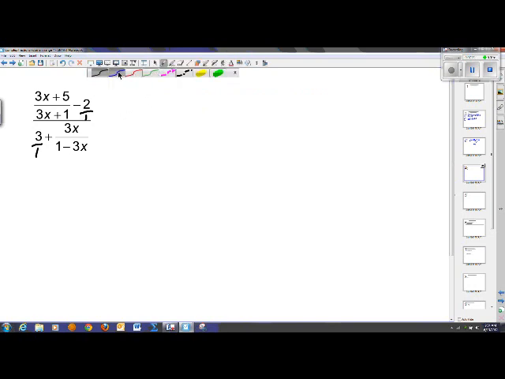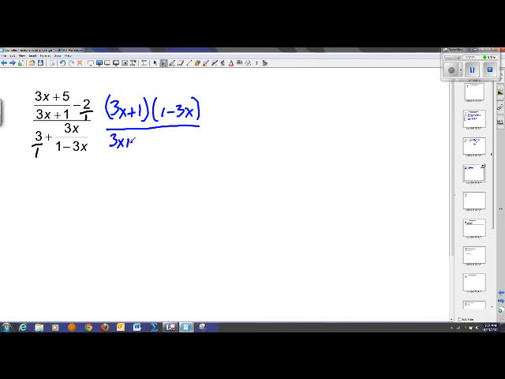Let's use a different color here. All right. I'm going to multiply by that common denominator of 3x plus 1 and 1 minus 3x to both the numerator and denominator. What this does is it allows me to multiply by 1. Therefore, I'm not changing the value of my complex fraction. And I'm going to distribute this term to both terms in my numerator and in my denominator.